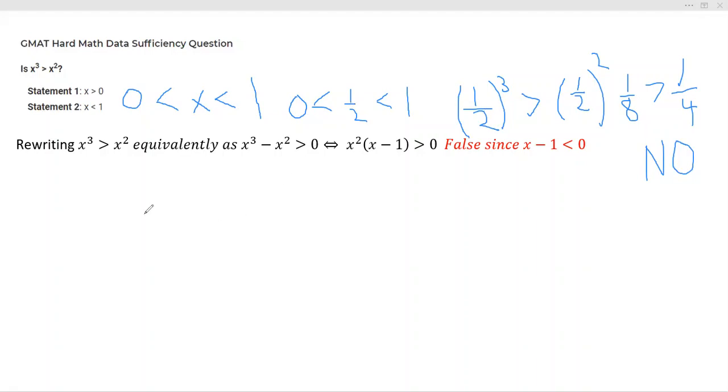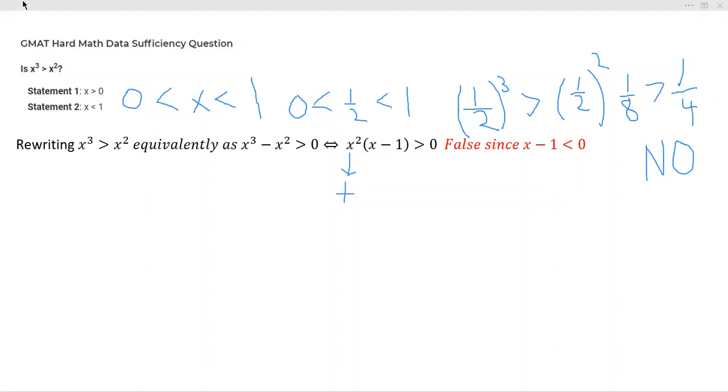Another way to look at it is algebraically, like I've done right down here. So we're rewriting x cubed greater than x squared like this, or as I just subtract x squared from both sides. And so when you subtract x squared from both sides and you factor out an x squared, you get this statement right here. Now, this part right here is certainly always positive, right? Something squared cancels the sign. So that piece right there, x squared, is definitely positive without any further consideration.